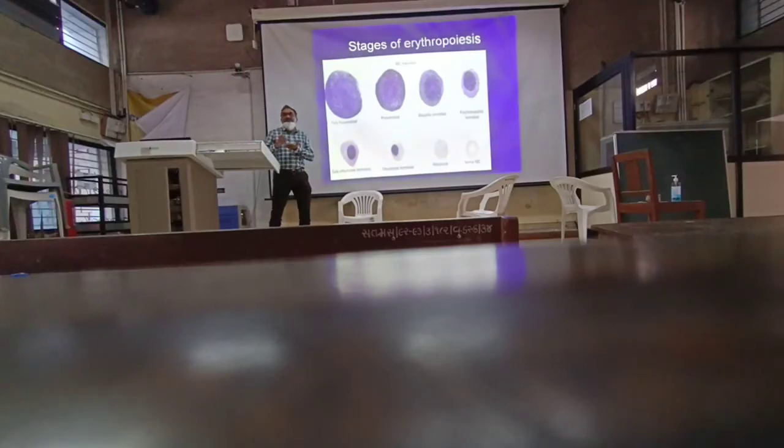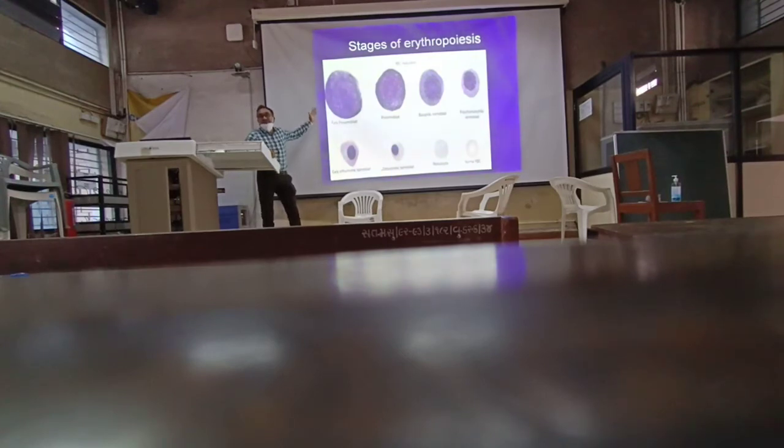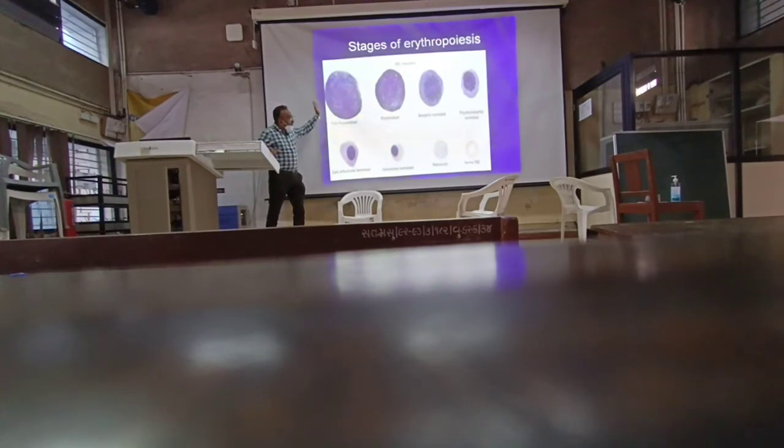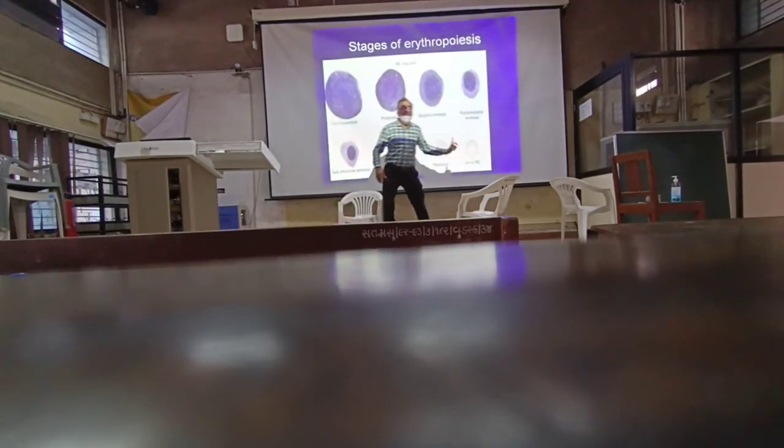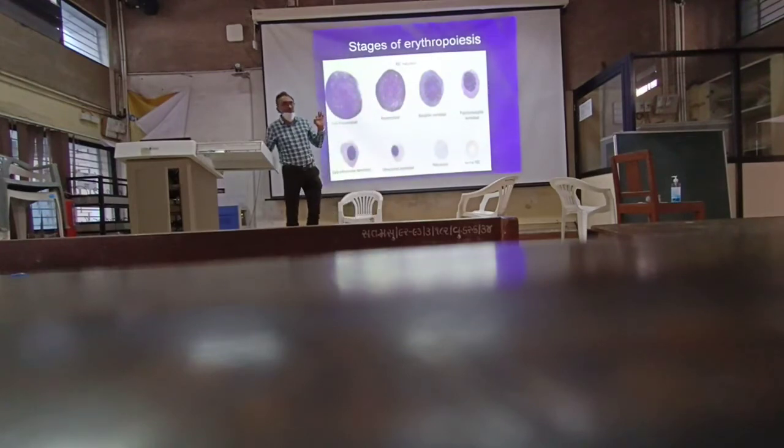In the last lecture I was unable to show you this figure, but this time I have specifically kept this first slide in addition to my usual lecture. You should know that one pro-normoblast will give rise to 16 red blood cells in the bone marrow. So naturally, this pro-normoblast has to divide multiple times.